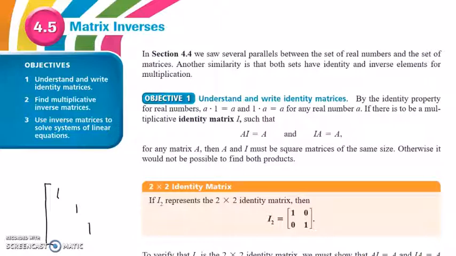In 4.5, we'll be looking at matrix inverses. In order to find the inverse, we're going to need the identity. So our objectives for today, there are 3 of them. The first objective is to understand and write identity matrices. The second is to find multiplicative inverse matrices. And the third is to use the inverse matrix to solve systems of linear equations.